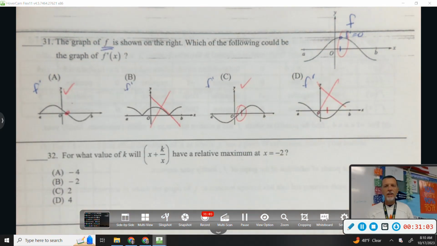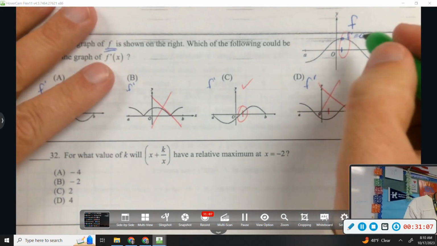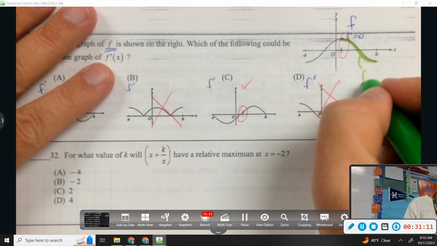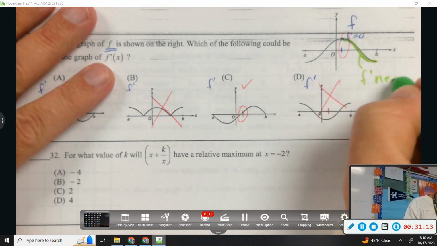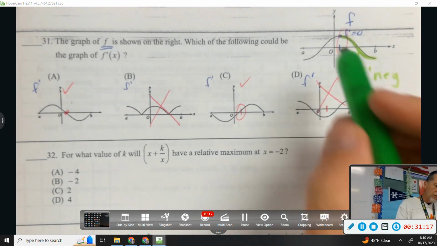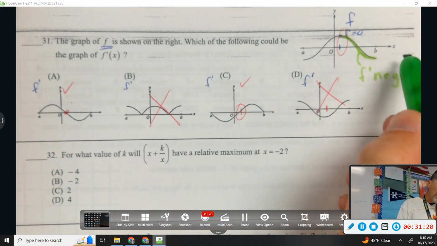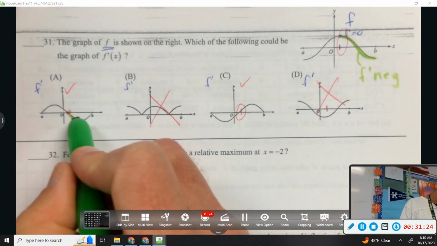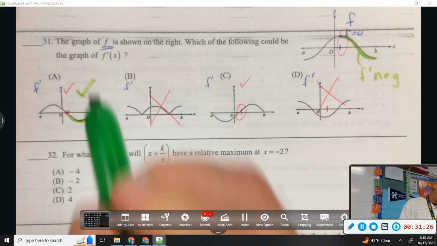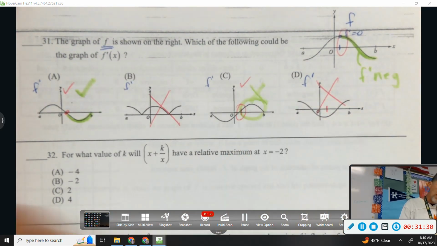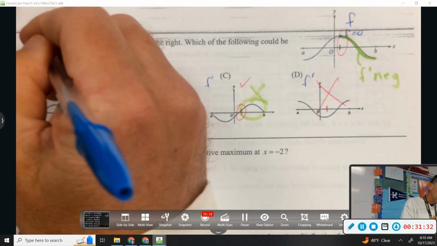Alright, so now I need something else to look at. What's the slope right there? If my graph is decreasing, f prime is negative. So I need from wherever that point is over to have a negative f prime. So that works for A, but that's not right for C. So my answer is A.